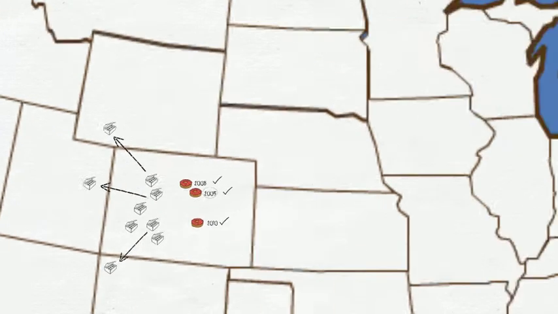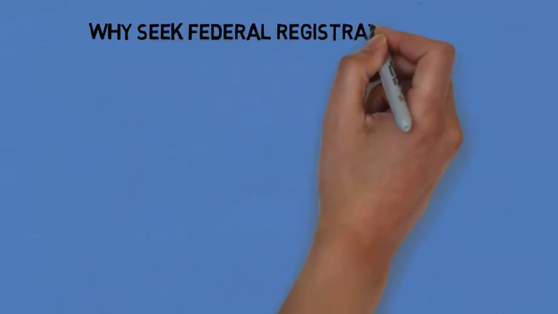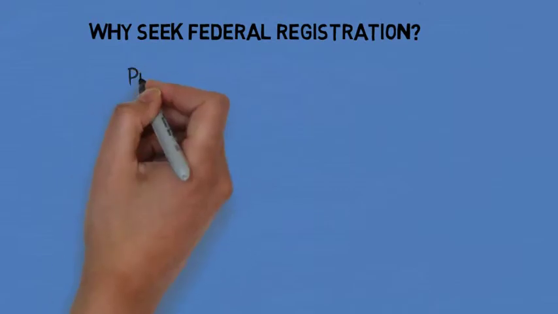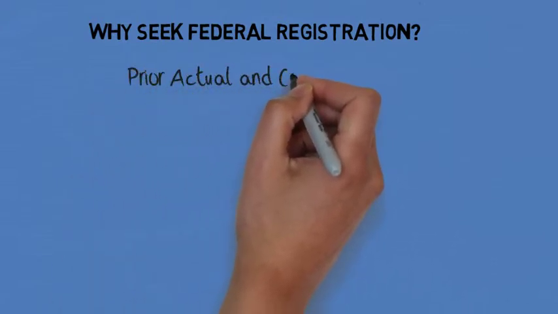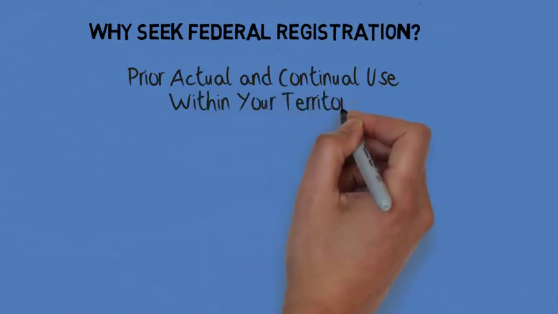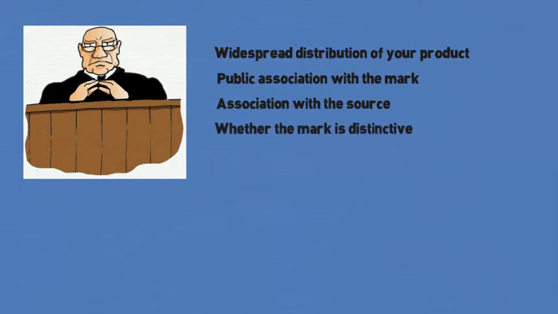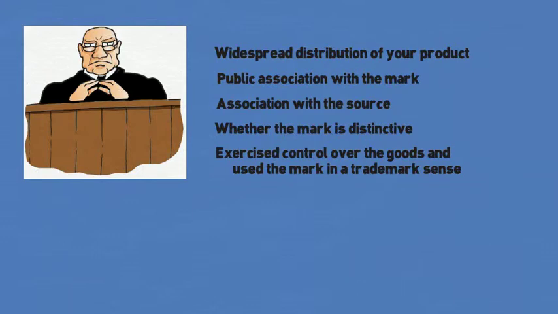So it sounds as though common law rights are pretty powerful, and if you're a small company, maybe you shouldn't bother with federal registration. In truth, it's not that simple. To obtain and enforce common law rights, you must be able to prove actual and continual use within your territory. The courts will look at a variety of factors to determine whether you have acquired common law rights, including widespread distribution of your product, public association with the mark, whether consumers associate the mark with you as the source of the goods, whether the mark has become distinctive, and whether you have exercised control over the quality of the goods and have used the mark in a trademark sense.